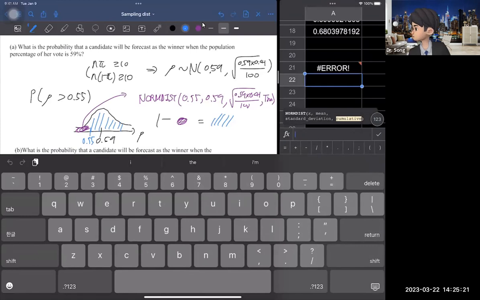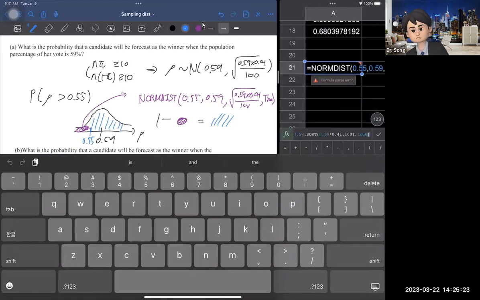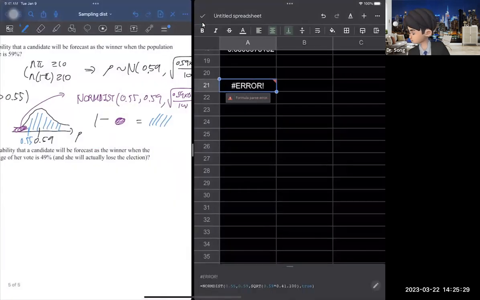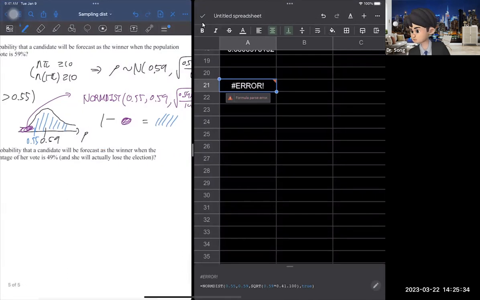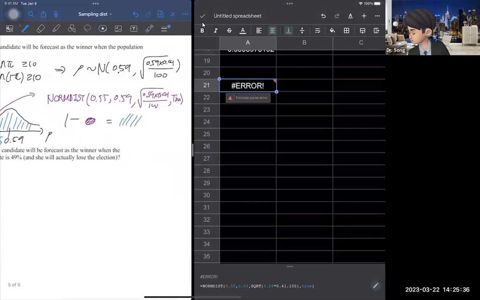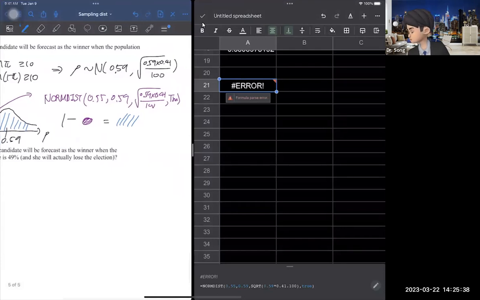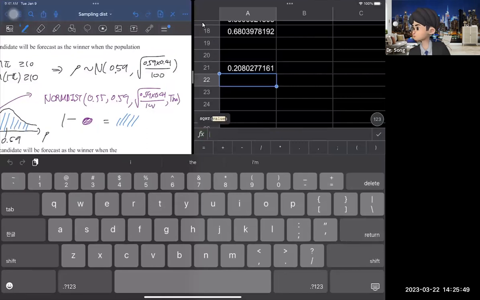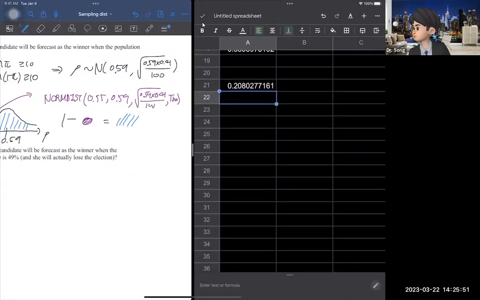Enter. Somewhere I made a mistake, so let me check the error. So NORM.DIST, x is 0.55. The second one, mean is 0.59. Here I had to divide it by 100, but I put 102 by accident. So here, remove that and divide it by 100. Then it gives me the answer, 0.2080.